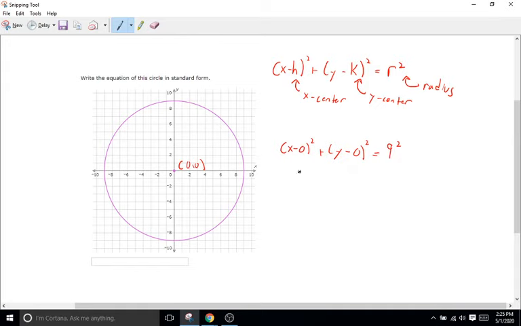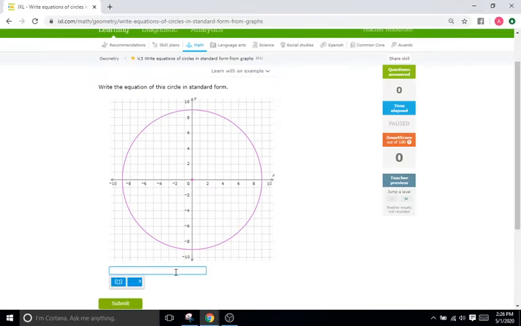Now we just want to simplify a little bit. So x minus 0 is obviously just x, so we'll just write x squared, plus y minus 0 is just y, so we will erase that. We will do y squared equals, what is 9 squared? 9 times 9 is 81. And there we have it. That's the equation of our circle: x squared plus y squared equals 81. So come over here. We'll type in x squared plus y squared equals 81.